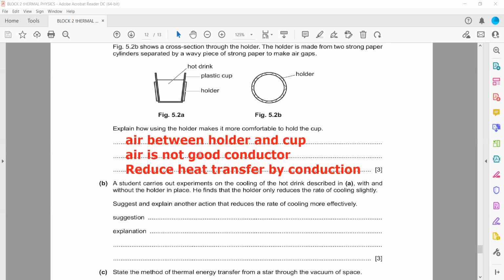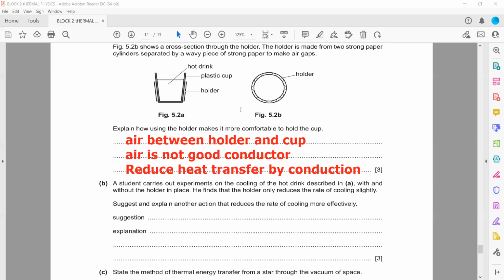A student carries out an experiment on the cooling of a hot drink, with and without the holder in place. He finds that the holder only reduces the rate of cooling slightly, like it cools down relatively faster without the holder, but not too much different. Suggest and explain another action that reduces the rate of cooling.